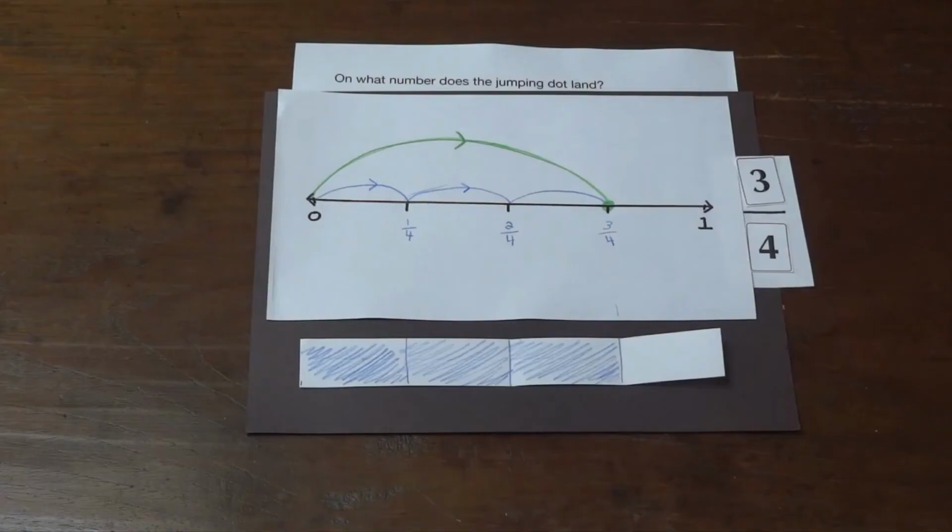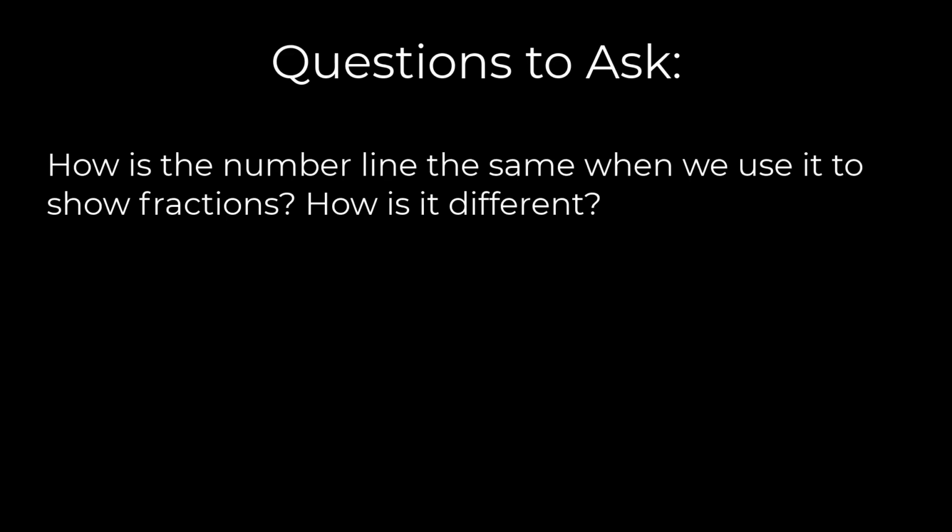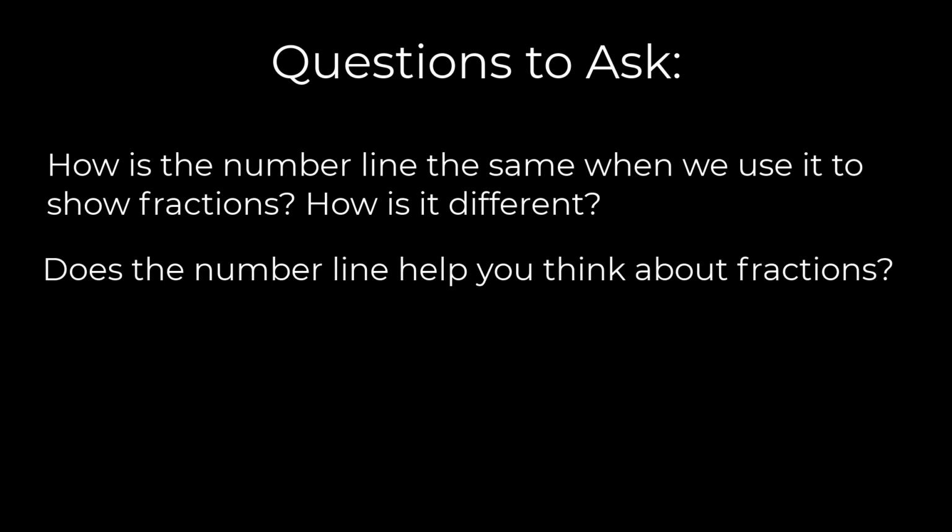You might say, well, the first jump was a big jump and it was in green, but then why were there littler jumps of blue? As students are talking, you don't have to judge them or correct them, just let them talk. And to further the conversation, these are some questions that you can ask them. We used a number line when we worked with whole numbers. Now we're using a number line to think about fractions. How is the number line the same when we look at fractions? How is the number line different? Does the number line help you think about fractions?